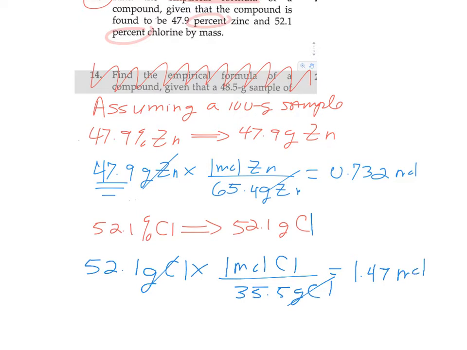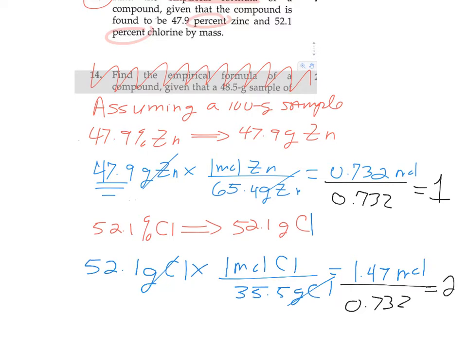I'm now going to do the most important step, which is to divide by the smallest amount of moles, and that is 0.732. We're doing that because these two numbers, 1.47 and 0.732, really have a relationship. They really are whole number multiples of each other, even though we can't see that yet. When we divide by the smallest, we get to see what's really going on.